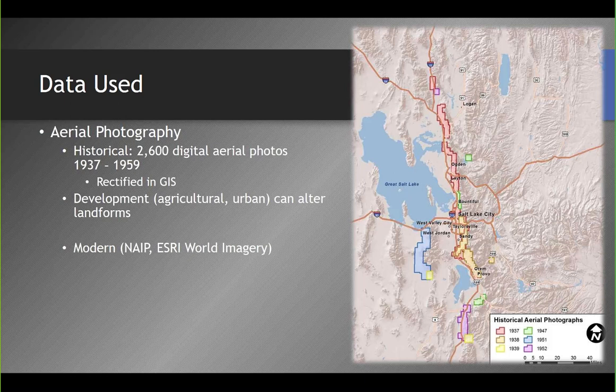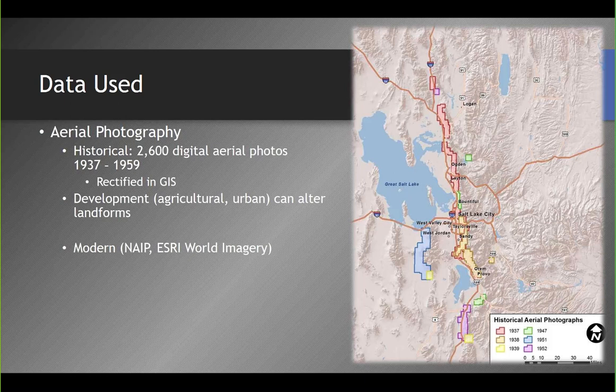We collected those from lots of different locations. We collected them from the Utah Geological Survey, which has a pretty vast library, and from the U.S. Geological Survey and other sources. We rectified those photos so that we could get them spatially accurate. This figure on the right shows each year of aerial photography that we were able to get and the footprint extent of that.